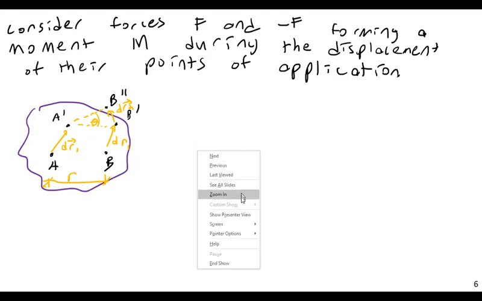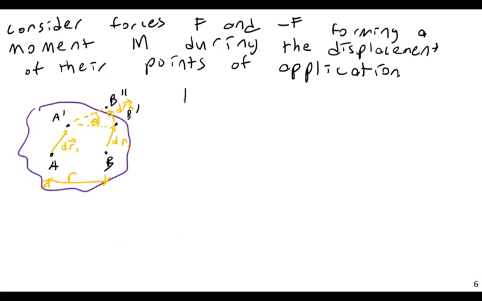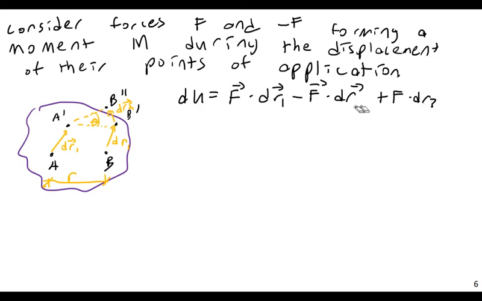Okay? So then dU would be equal to F dot dr1, minus F dot dr2, plus F dot dr2 again. Actually, this one is dr1. Sorry about that.